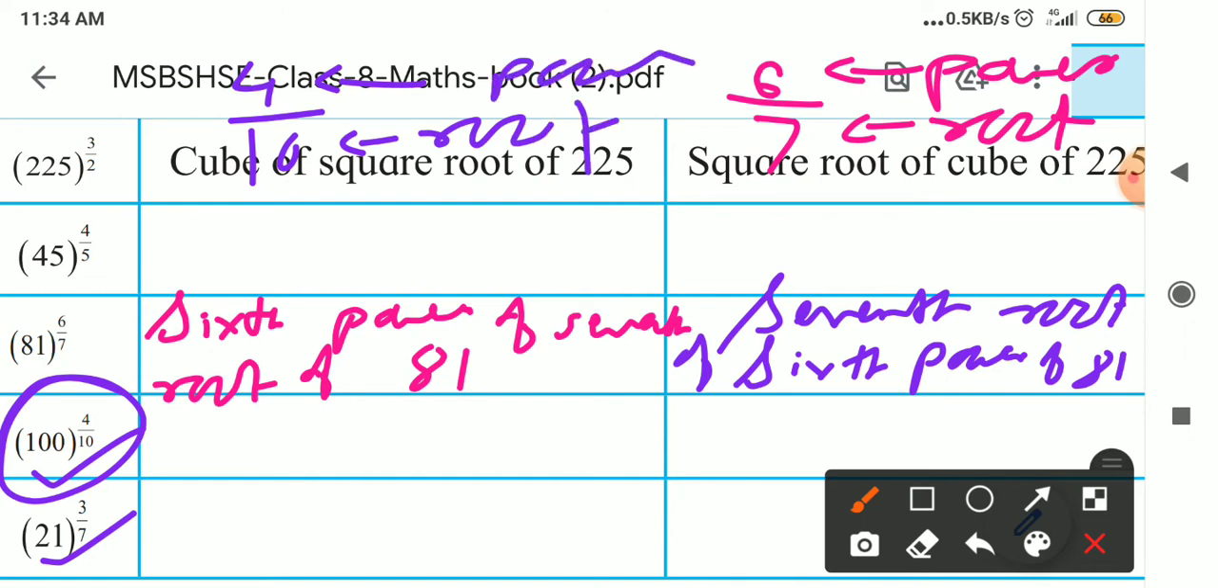So how to read this? From power to root we are going. So the 4th power of the 10th root of 100. Opposite, what we have to write is the 10th root of the 4th power of 100.